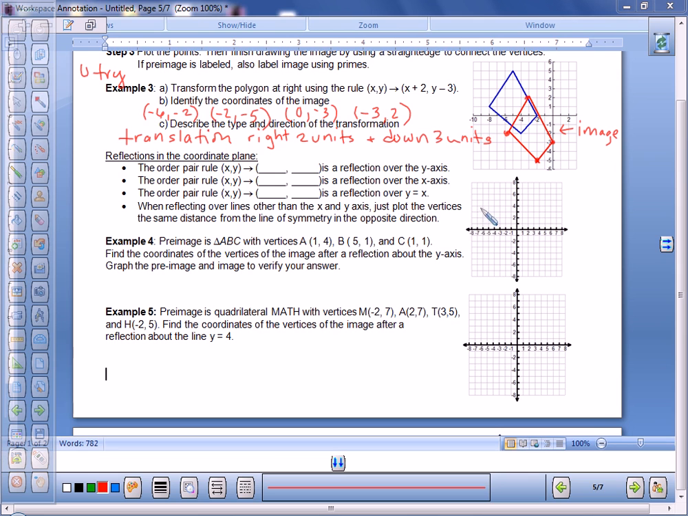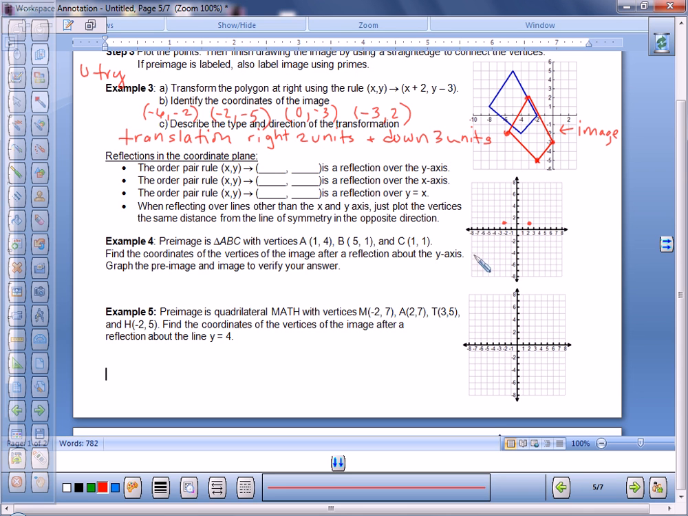All right, now you should be able to do translations. Let's take a look at reflections. I'm going to pick this point right here, 2, 1. Let's see if we can come up with a rule for when we reflect it over the y-axis. What happens to this point, 2, 1, when I reflect it over the y-axis? What does it become? Negative 2, 1.